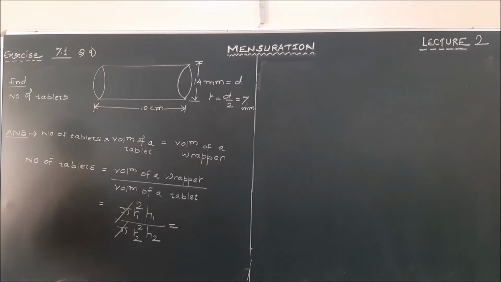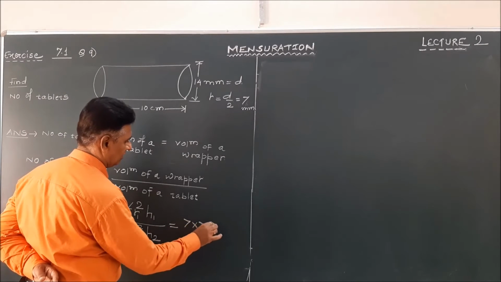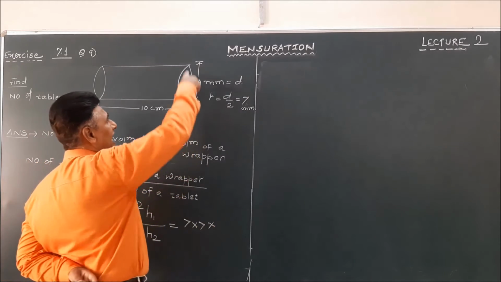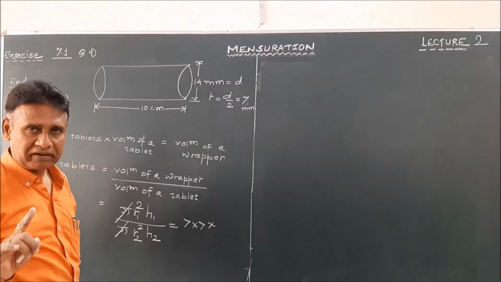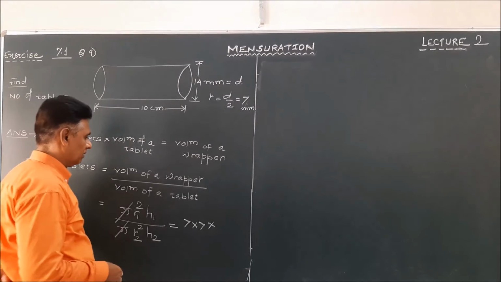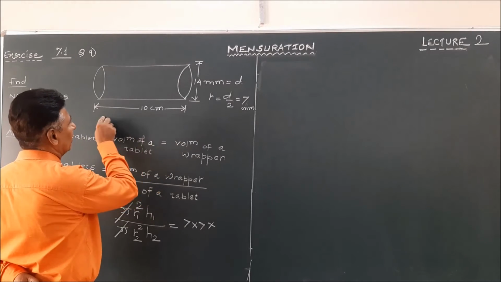Radius is equal to half of the 14, so I'll take it as 7 into 7. Please try to note that this whole thing is a diameter, it's not a radius. 7 into 7 into h1. H1 is what? Height of the wrapper.